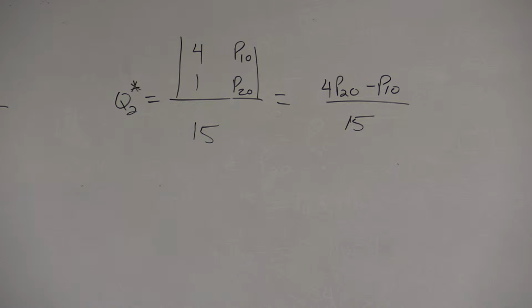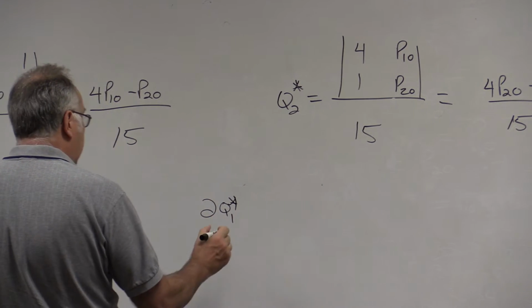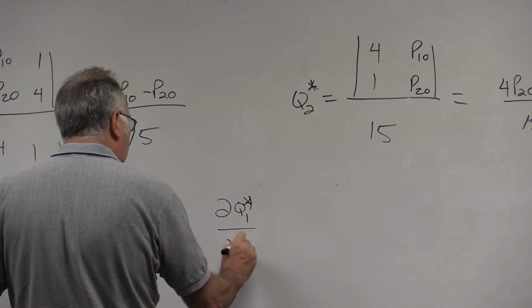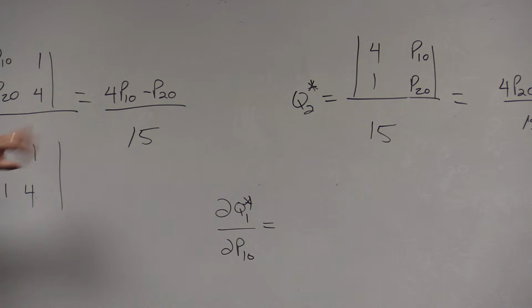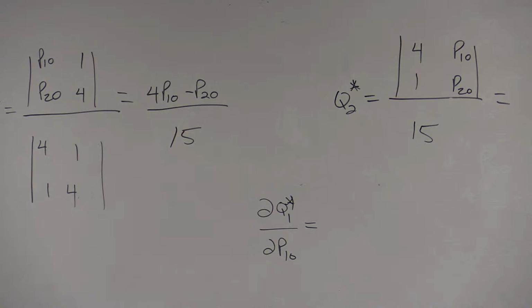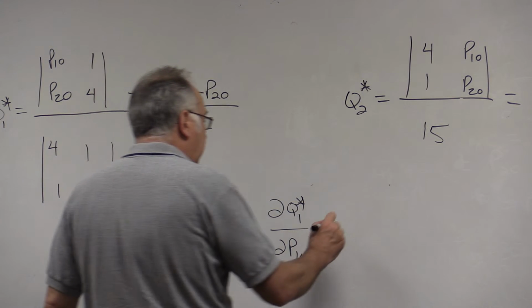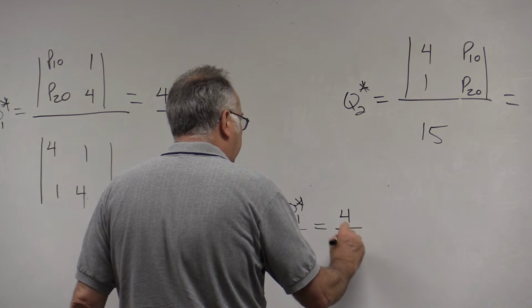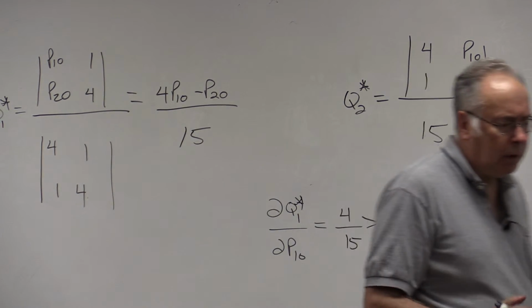Notice one more thing we could do. We could do some comparative static analysis. What is partial Q1 star, partial P10? Here's your expression for Q1 star. So what would this partial derivative be? 4 over 15. Just the coefficient on P1. Notice this is positive. So what does this mean in words?